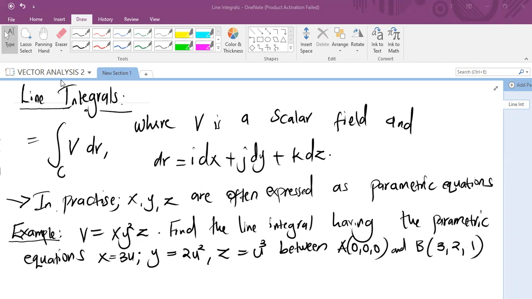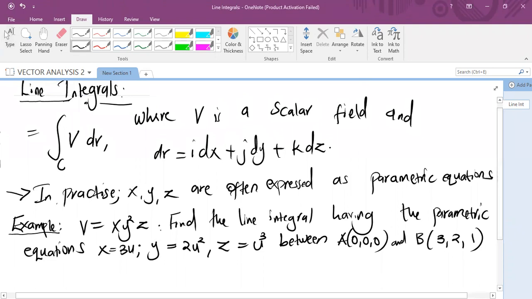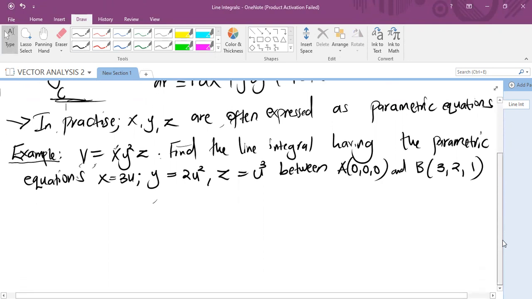So we will obviously express V in terms of this variable and also dr in terms of this variable so that we can evaluate. Now, let's take up a question here. We are being told that V is equal to xy squared z. So find the line integral. So how do we get the line integral? The line integral is defined by this formula here, and I'm going to express it down here, so that you can follow and see how exactly we go about it.